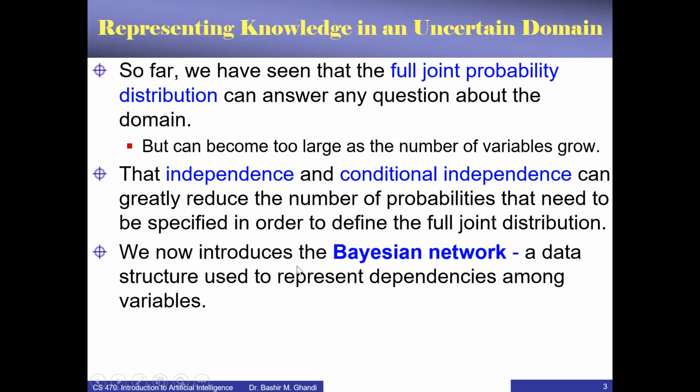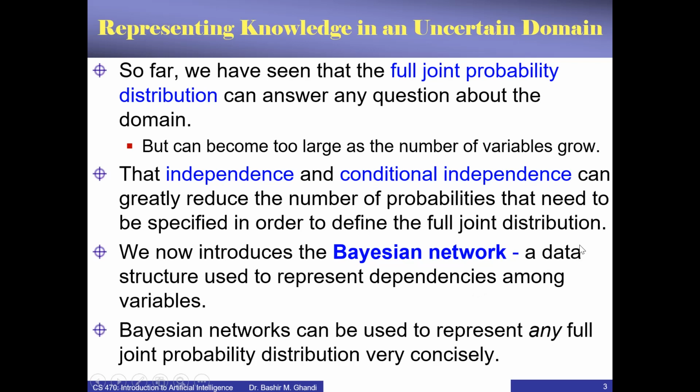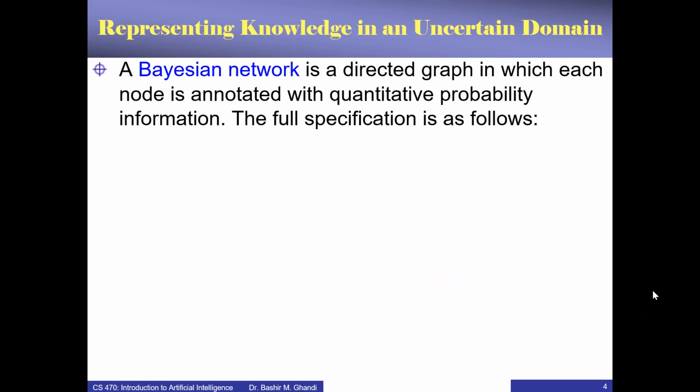We're now going to introduce Bayesian network, which allows us to again represent this full joint probability distribution in a more compact manner. As we shall see, Bayesian network is actually a data structure that is used to represent dependencies among variables. Bayesian networks can be used to represent any full joint probability distribution, and it will be able to do so concisely or compactly. So what is a Bayesian network?